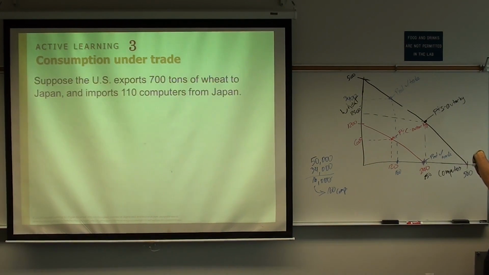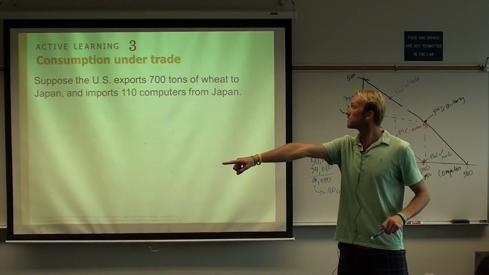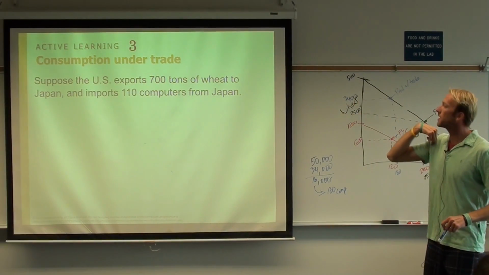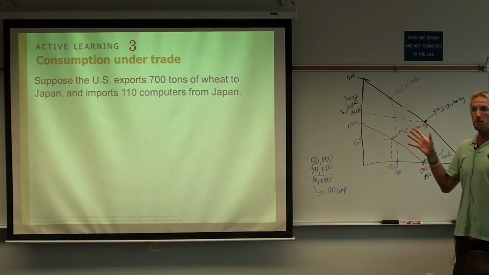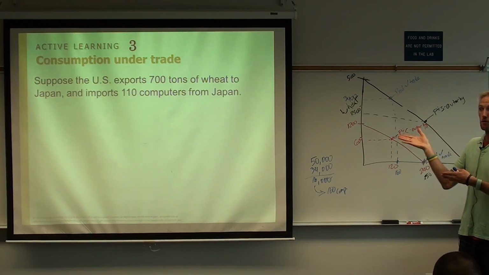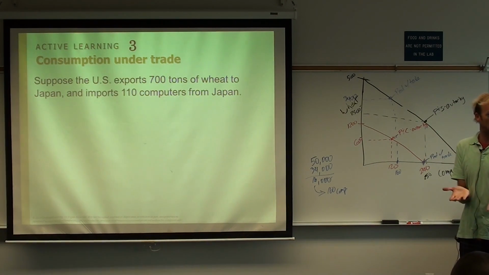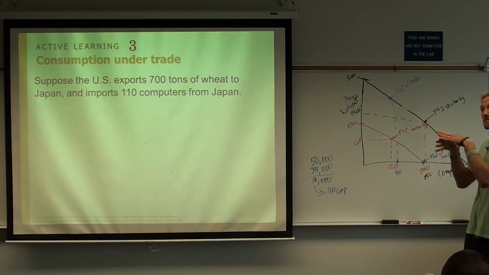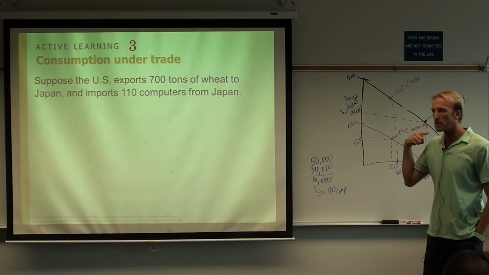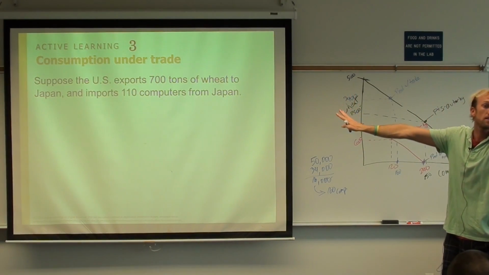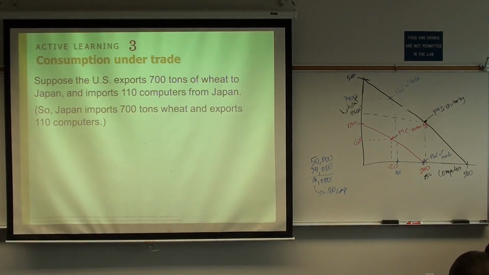And let's talk about the exports and imports. Let's suppose the United States is exporting 700 tons of wheat to Japan, and then it imports 110 computers. How did I get to these numbers? Just made them up. In real life, this is determined by how hungry the people in Japan are and how many computers they're willing to give up. For purposes of this example, though, I wanted to show you something where the countries are clearly better off. So I'm like, hey, if they just pick this, both countries will end up being better off, and I'll show you how.